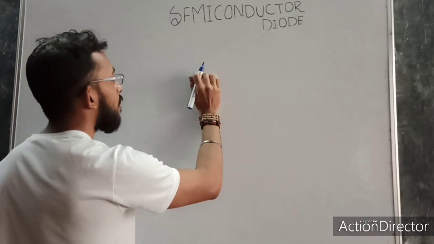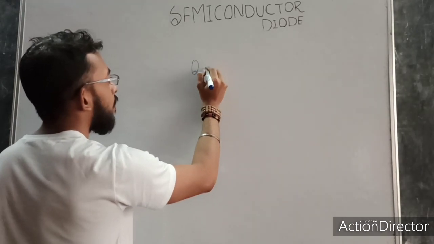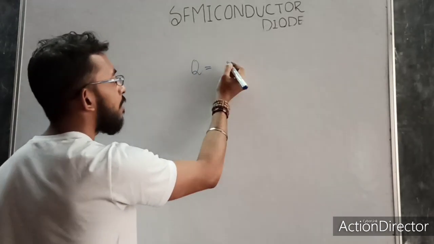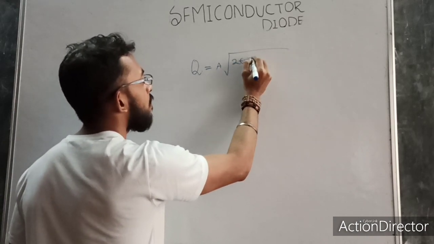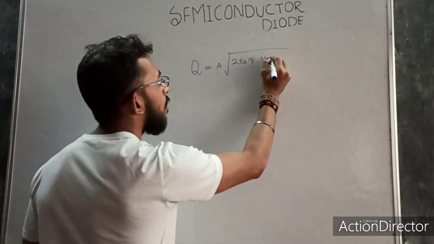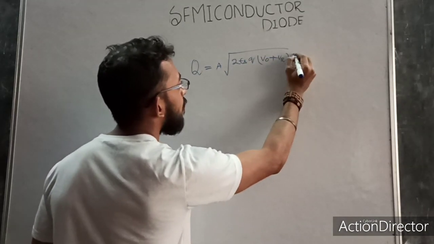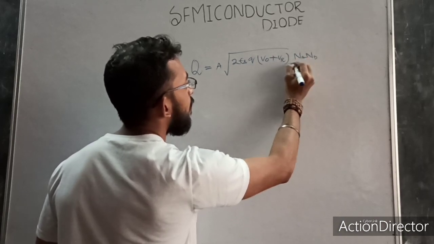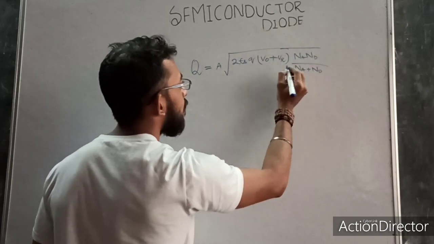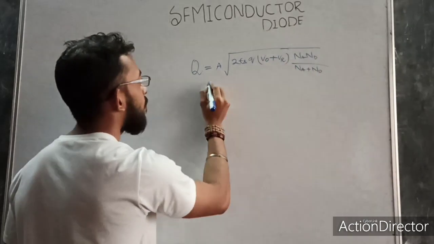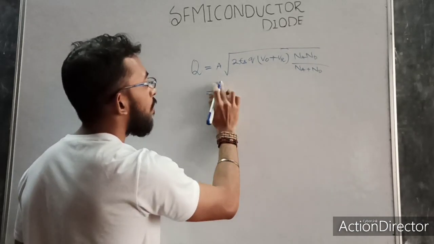Now you tell me what is the formula that you wrote for that charge when reverse bias is applied. That is A under root 2 epsilon s q (V naught plus V reverse bias), that is V naught plus Vr whole, into Na Nd upon Na plus Nd. Okay, this is the formula. So this can be written as follows. This A and all these values can I write together?